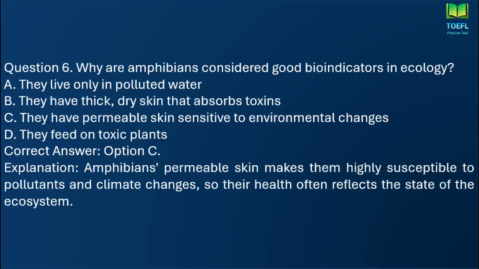Question 6. Why are amphibians considered good bioindicators in ecology? A. They live only in polluted water. B. They have thick, dry skin that absorbs toxins. C. They have permeable skin sensitive to environmental changes. D. They feed on toxic plants. Correct answer is option C. Explanation: amphibians' permeable skin makes them highly susceptible to pollutants and climate changes.